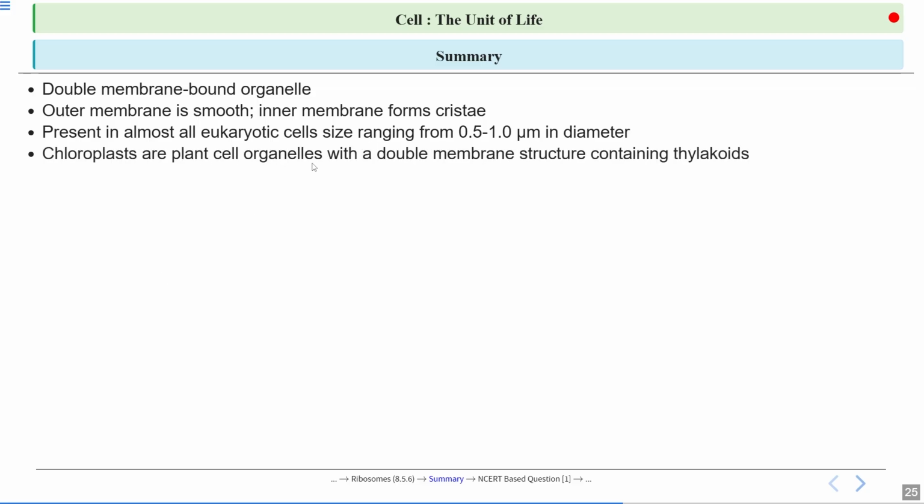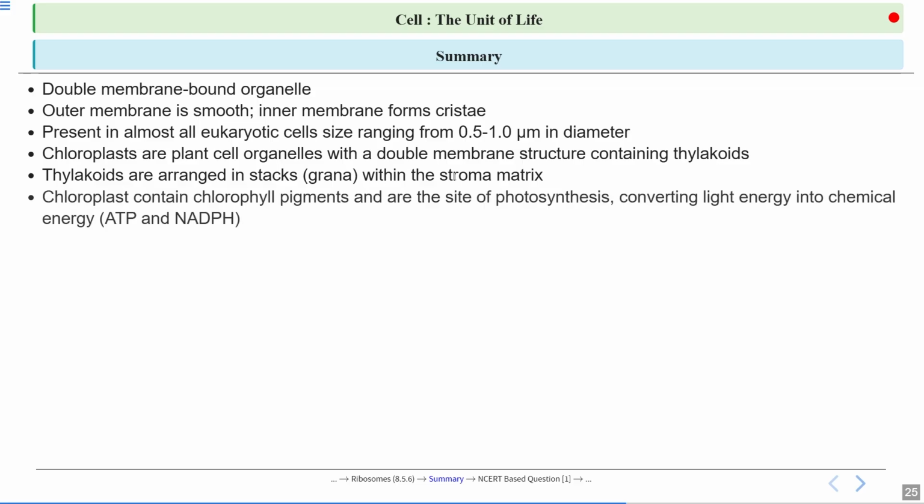Chloroplasts are present in plant cells. They are also double membrane structures which consist of thylakoids. Thylakoids are arranged in stacks known as grana. Within the stroma matrix, chloroplasts contain chlorophyll pigments and are the site of photosynthesis, converting light energy into chemical energy in the form of ATP and NADPH.